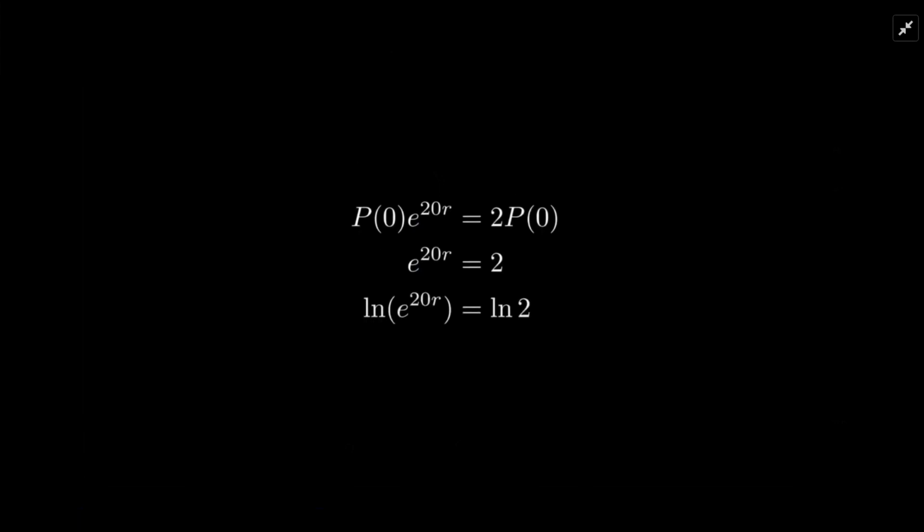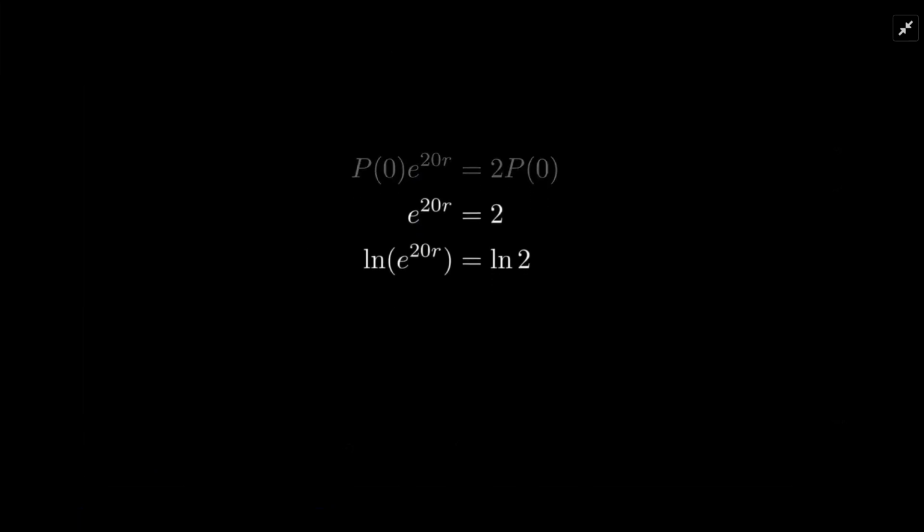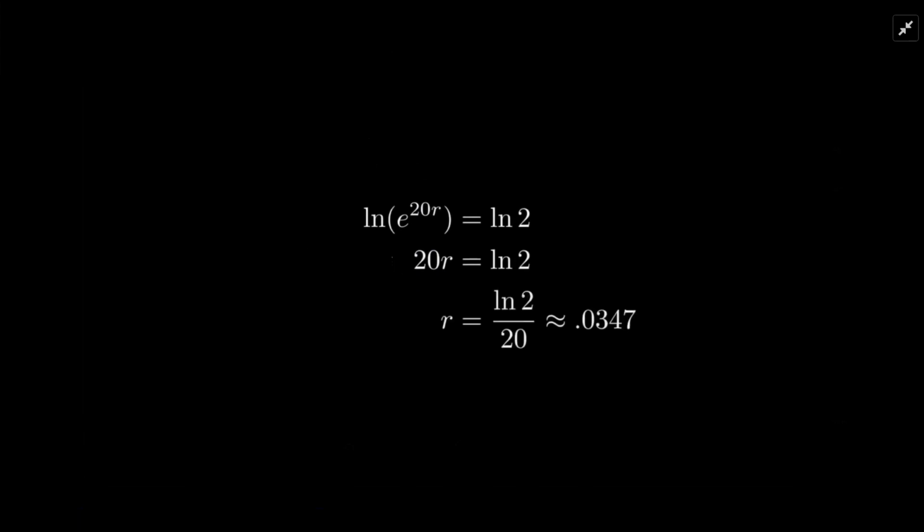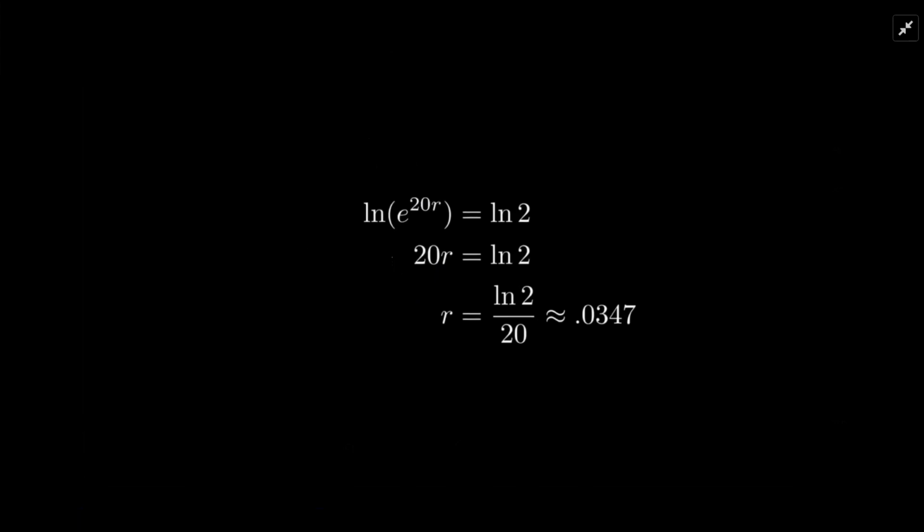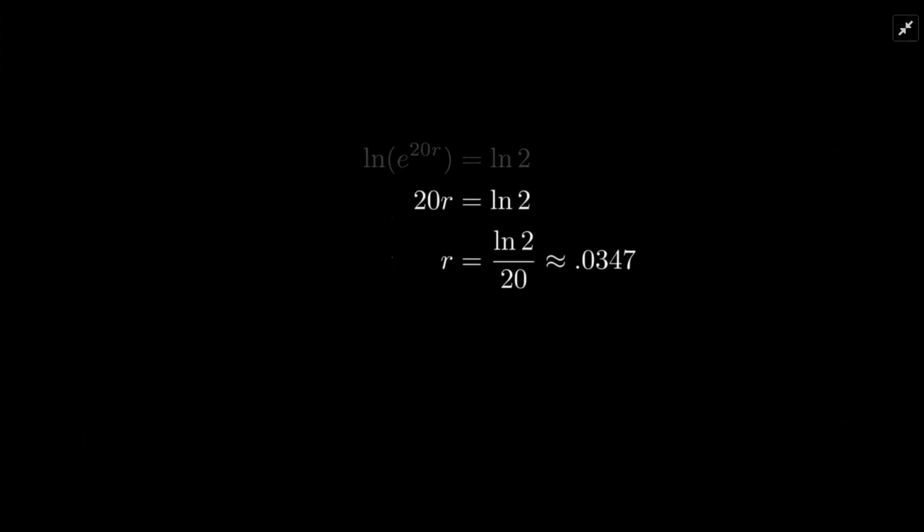Okay, so you need to know your log rules of exponents. The left side just becomes 20r. We divide by 20. This will give us an expression for r. So I would just use ln 2 over 20 for r rather than the decimal, but that's roughly what it equals, 0.0347.